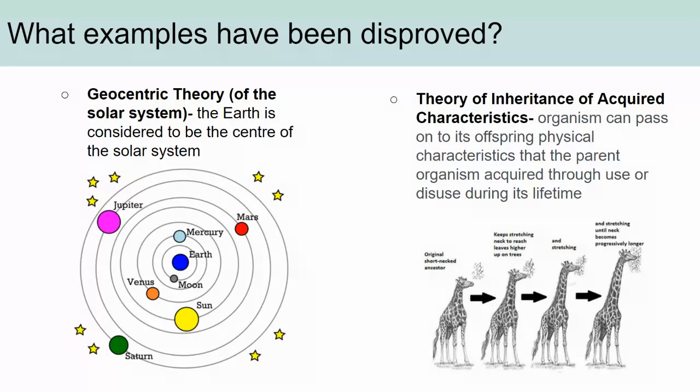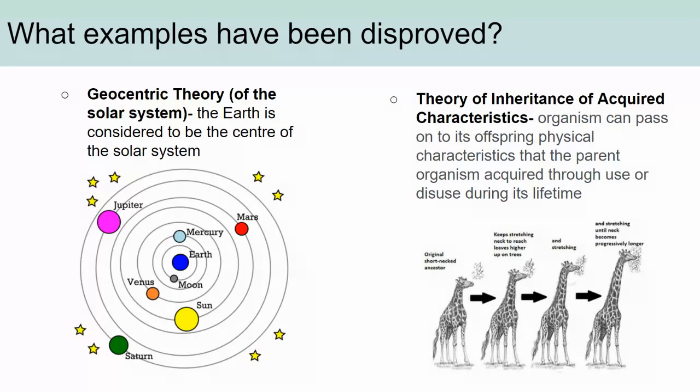And it was done by tracking the presence of the different moons and stars in our night sky. And those records actually were used to disprove the geocentric theory. The next is the theory of inheritance of acquired characteristics.